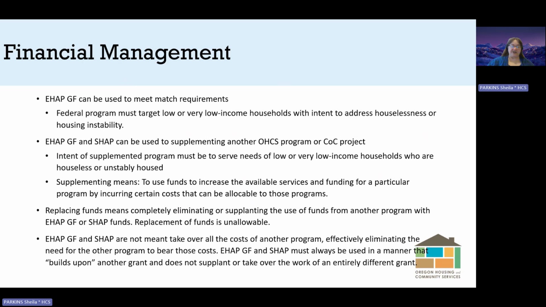For example, EHAP General Fund could not be used to pay all the admin costs of an ORDAP grant, as that would be replacing the funds. However, if ORDAP only allows 10% of their allocation for admin and the agency needs 15% to operate, EHAP General Fund could supplement ORDAP by paying the additional 5% of admin costs.